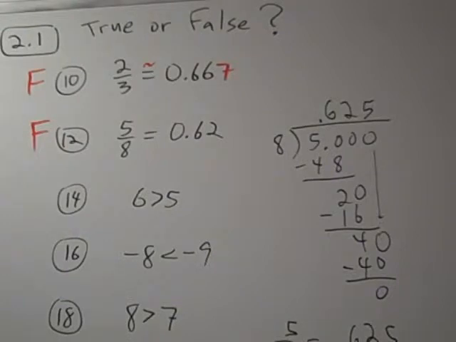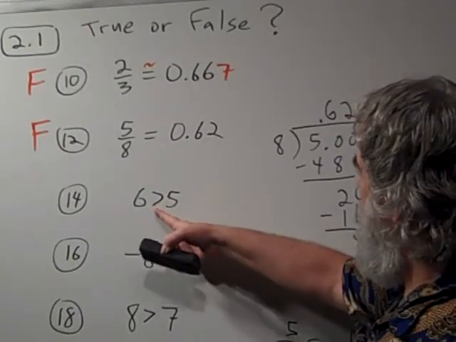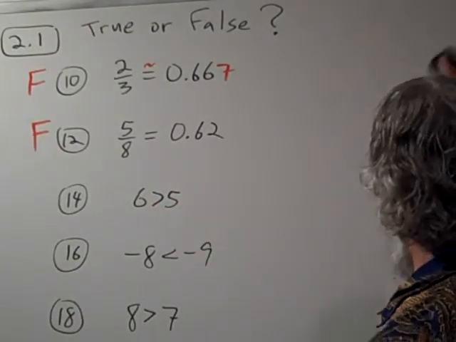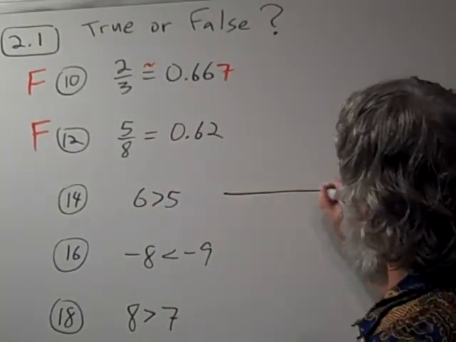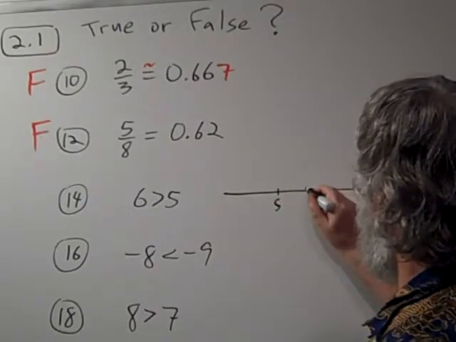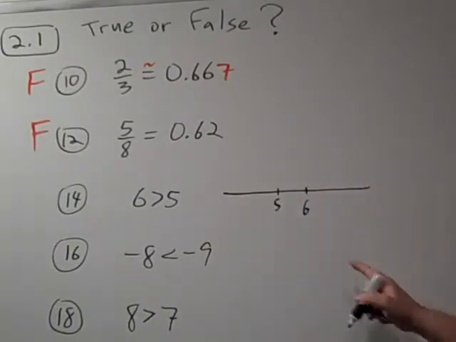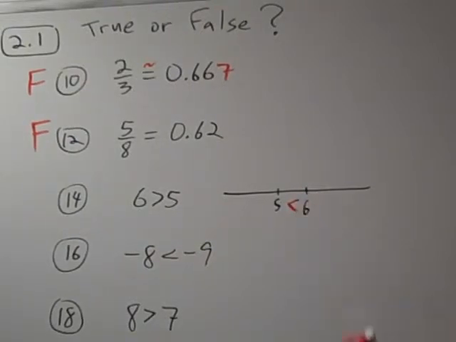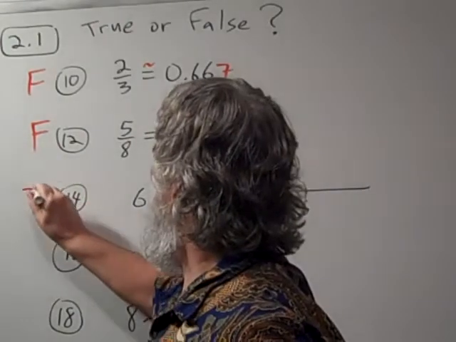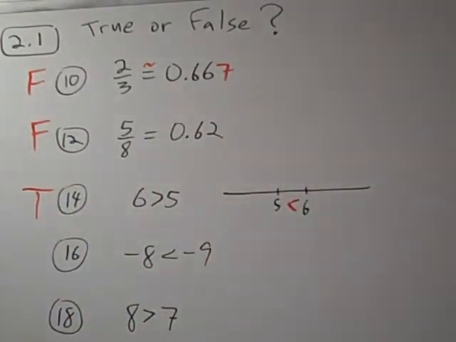So let's look at the next one. Number 14 says 6 is larger than 5. Well, yeah, 6 is bigger than 5. That's true. But think of it on the number line. Here's 5 on the number line, and here's 6 on the number line. If it's to the right on the number line, it's considered to be larger. 6 is bigger than 5. So this one is true.